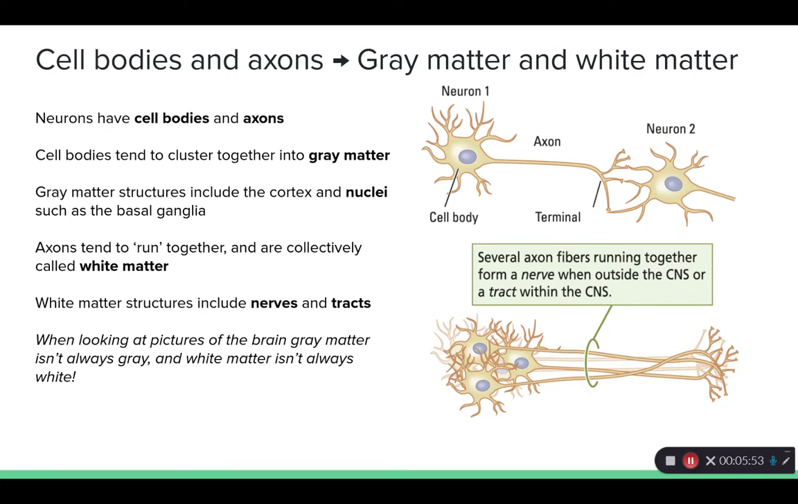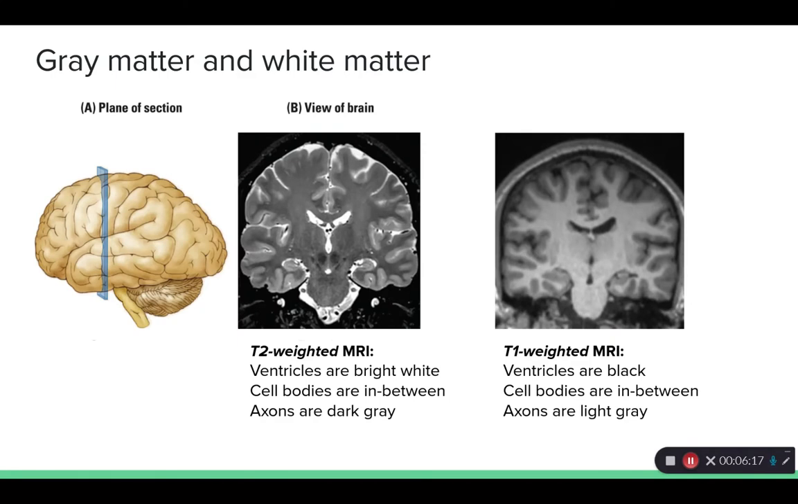Now, these names, gray matter and white matter, they're important for you to know. They are fundamental descriptive terms for the brain. But there's one trouble with them, which is that when we're visualizing the brain, whether it's in an MRI or through some other method, gray matter doesn't always look gray and white matter doesn't always look white. So you have to be aware of that when you're looking at these images and interpreting them.